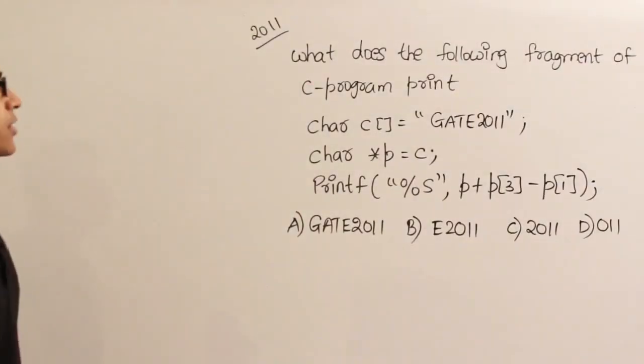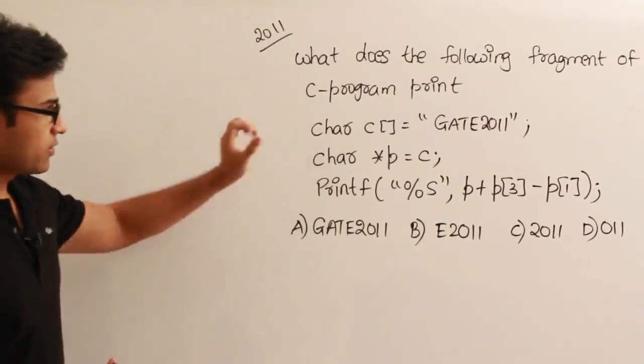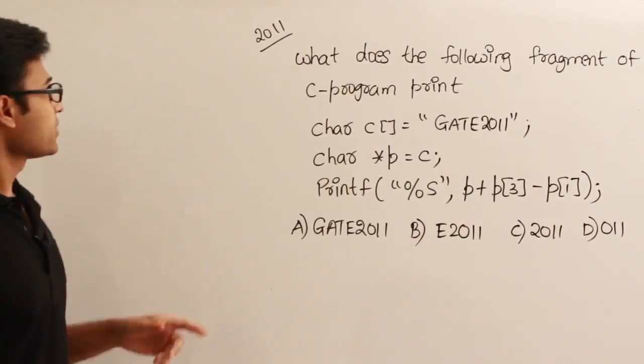What does the following fragment of C program print? So they have given you some C program, this one, and now they are asking you what does it print, and it was asked in GATE 2011.